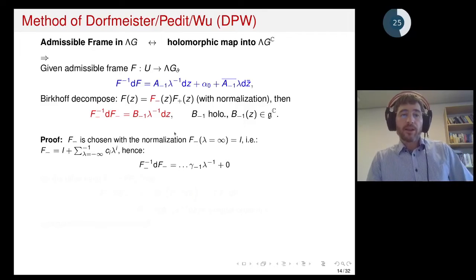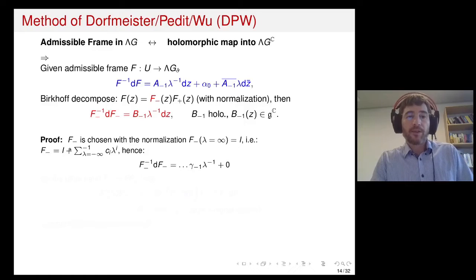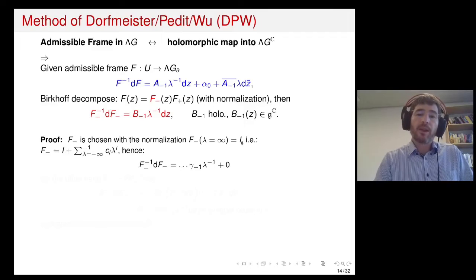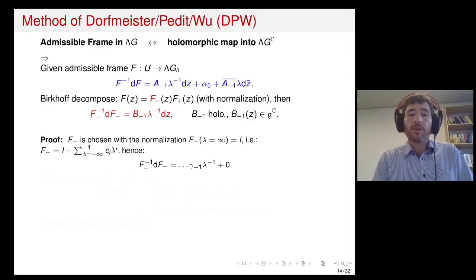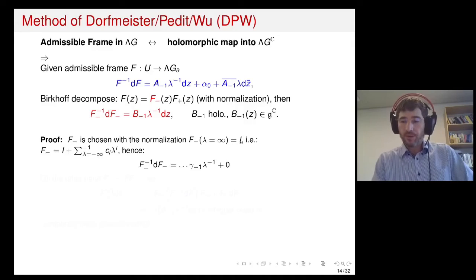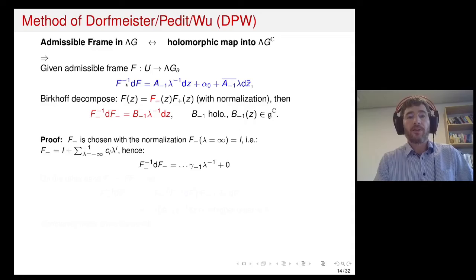You can check that by writing F minus in two ways. So first of all, the Birkhoff decomposition is done with a normalization that at lambda equals infinity, it should take value as the identity. This is actually what makes one way to make the Birkhoff decomposition unique. And also, if you take this normalization, then the two factors, F minus and F plus, will depend analytically on F, which means that if F is differentiable, so will each of these factors be.